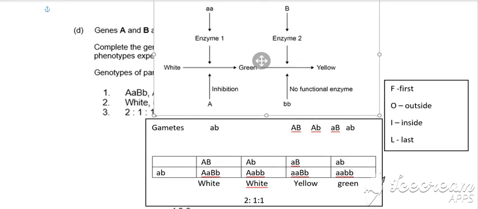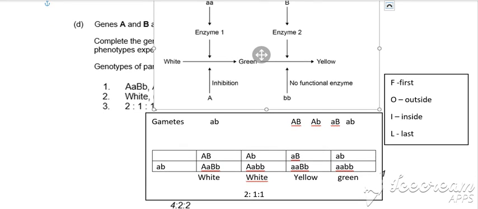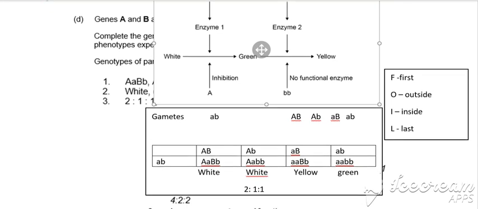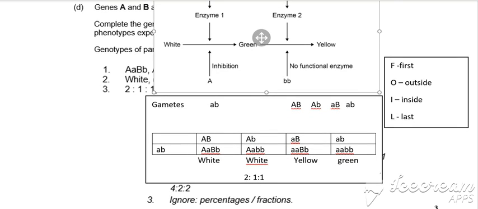So therefore, in terms of your ratio, you have 2 white, 1 yellow, and 1 green. So that should be what you are looking for in terms of your answer. You can have them in any order as long as it is clear that there are 2 white, 1 yellow, and 1 green.